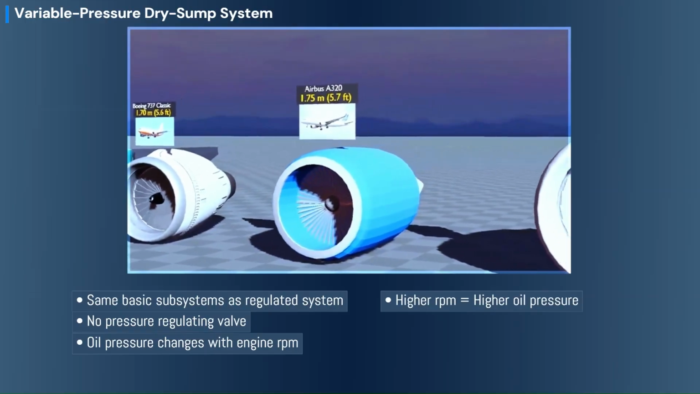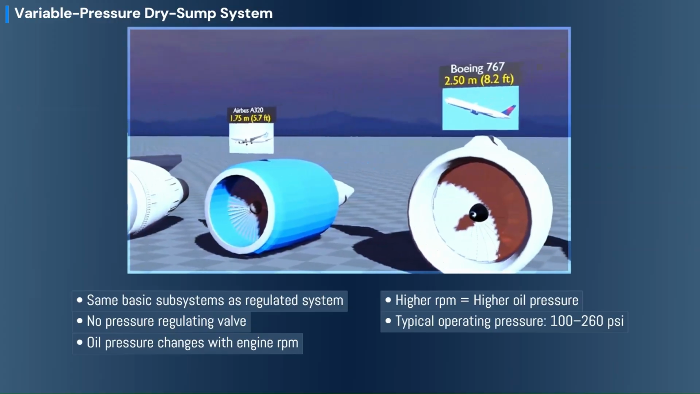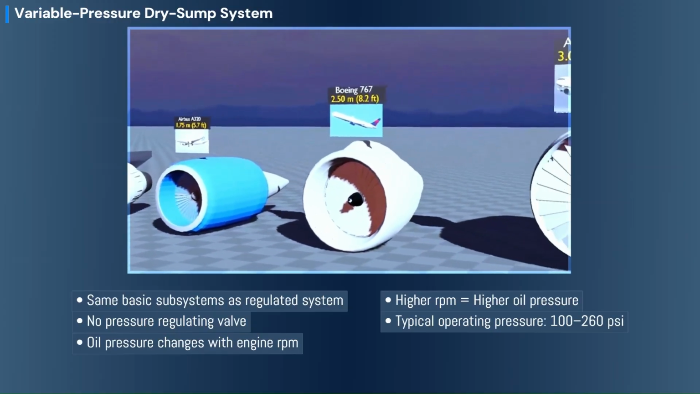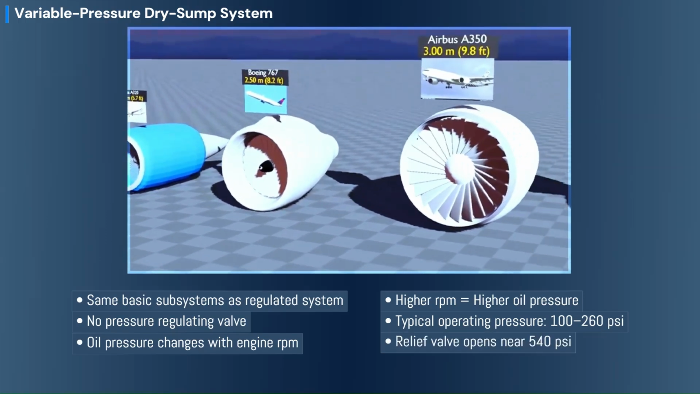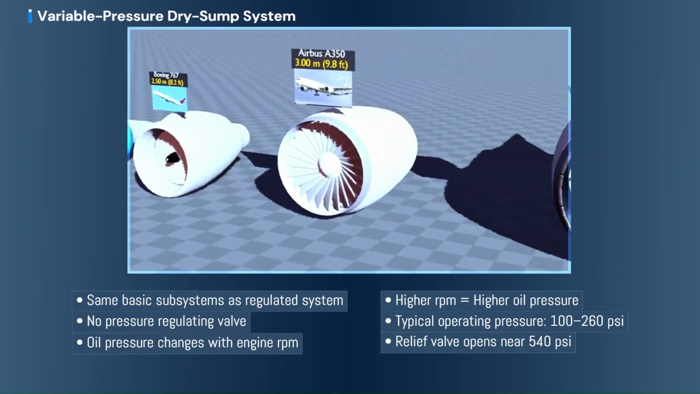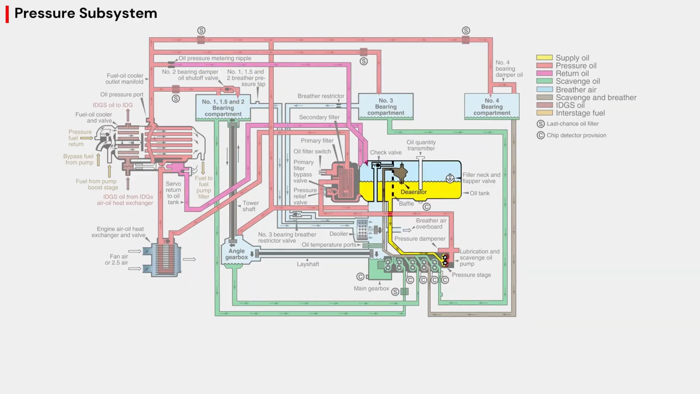For example, oil pressure may vary from about 100 psi at low speed to more than 260 psi at high power settings. A relief valve is still installed, but it only opens if pressure becomes dangerously high, usually around 540 psi. In the variable pressure system, oil leaves the tank and enters the pressure stage of the oil pump. A slight pressure inside the oil tank ensures a steady supply of oil to the pump.